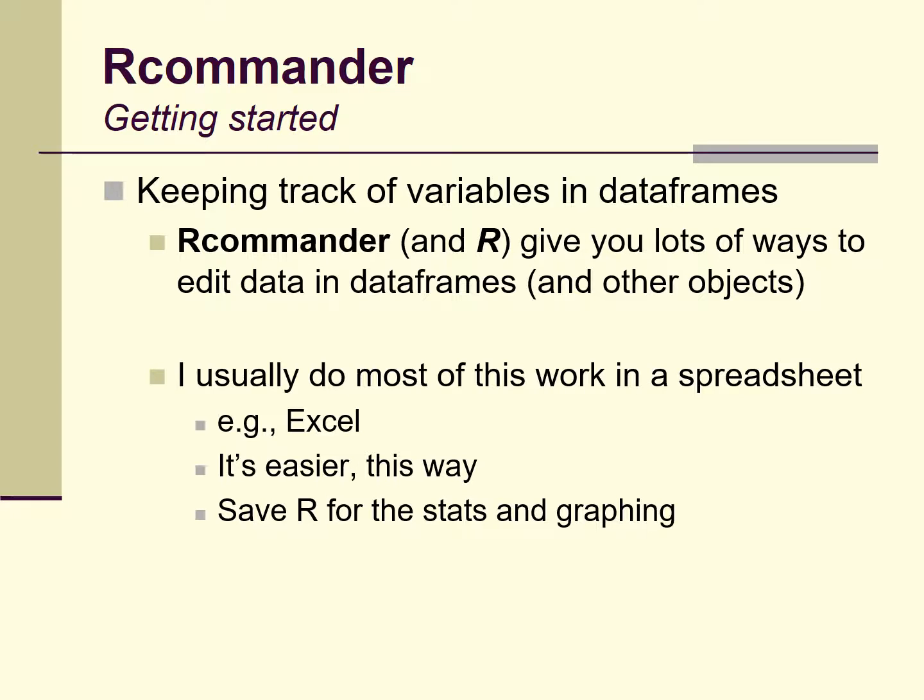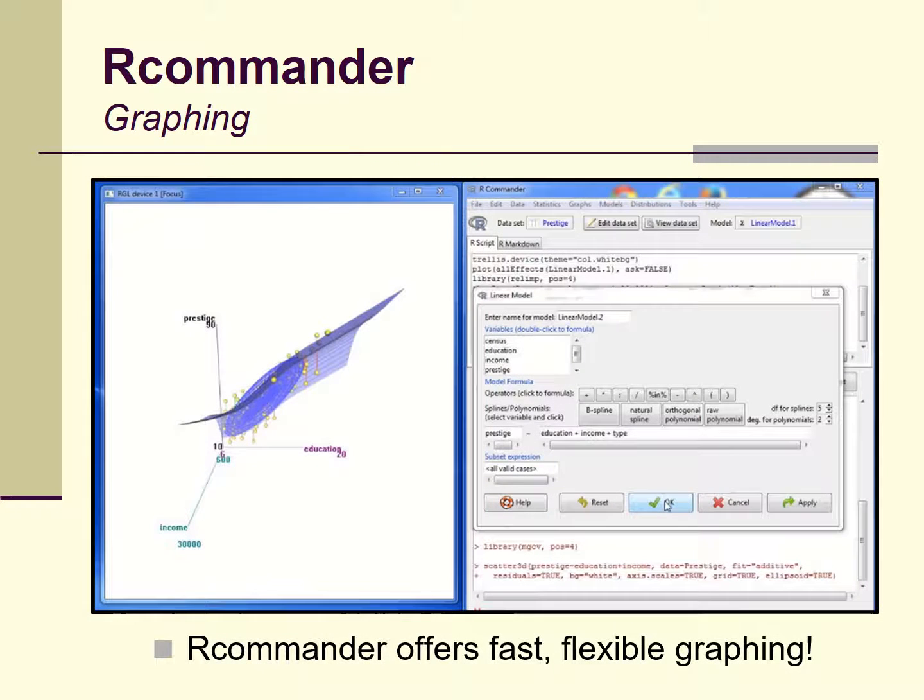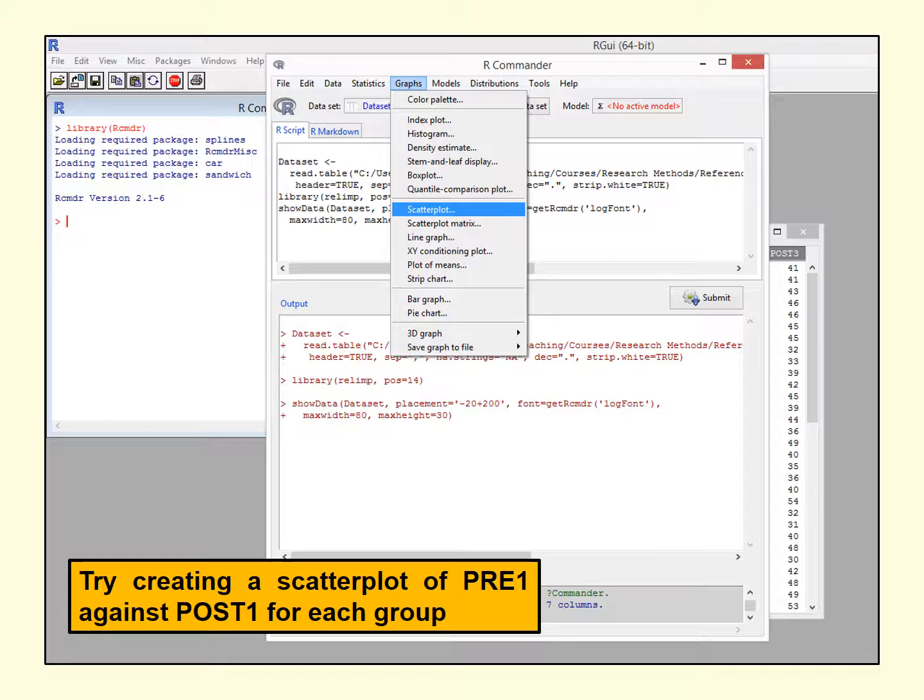work with. By the way, one of the things I really like about Rcommander is graphing, so I'll talk about that now. Rcommander has some very fast, very flexible, and rather powerful approaches to graphing. So for instance, in our example, you could try to create a scatter plot of the pre-training scores against post-training scores for the members of each training group. So is there a different relationship between these two variables at each level of this other variable?